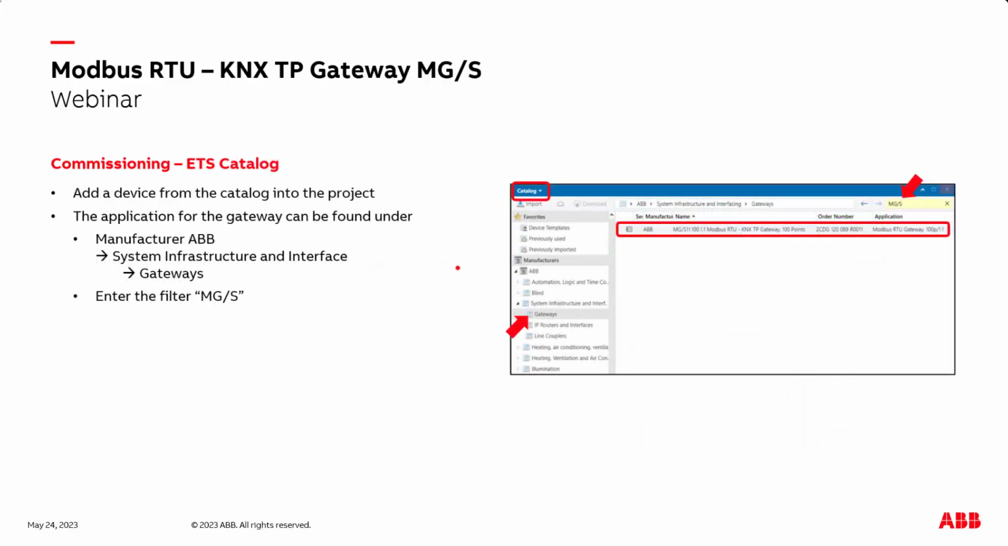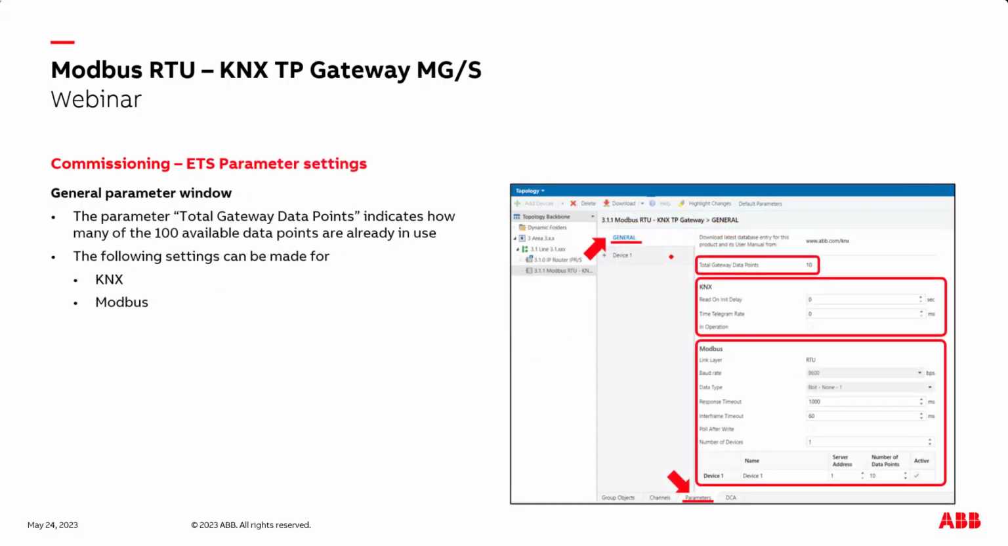So then let's do it here step by step. Let's go to the catalog. Here on the right side you can see a screenshot of the ETS catalog. You can import the device from the catalog when you go here to ABB, System and Infrastructure, Interfaces, and in the subfolder Gateways, there we will find our Modbus RTU gateway. Or you go here to the filter and enter MGS, and you immediately see the gateway, independent of where you are on the left side in the catalog. Then import the device into your project.